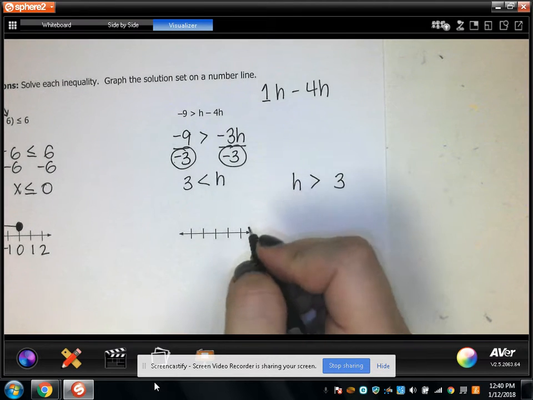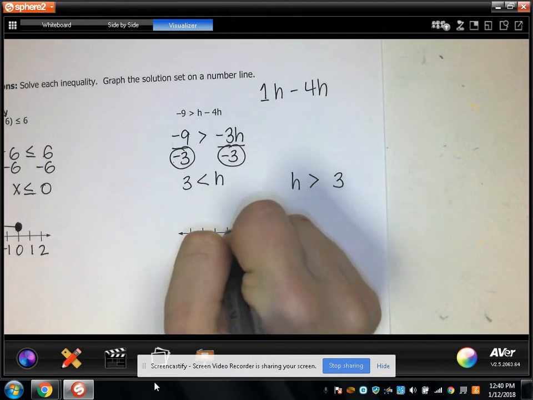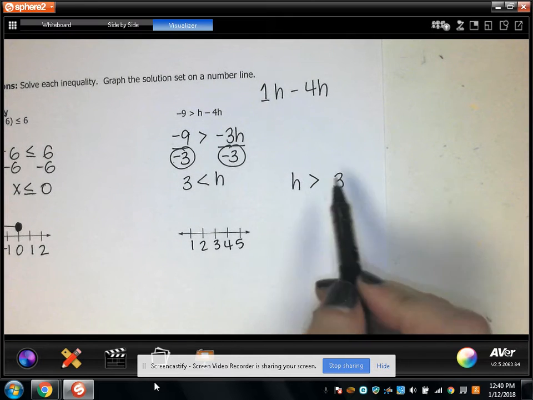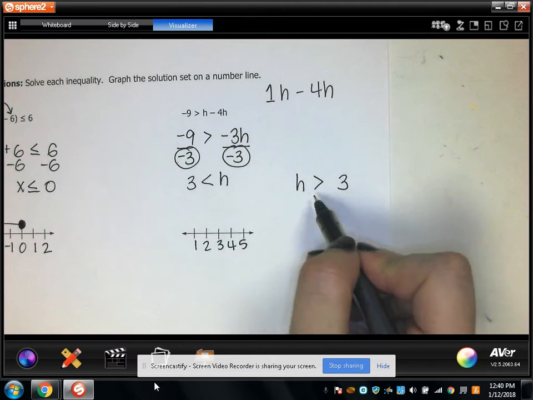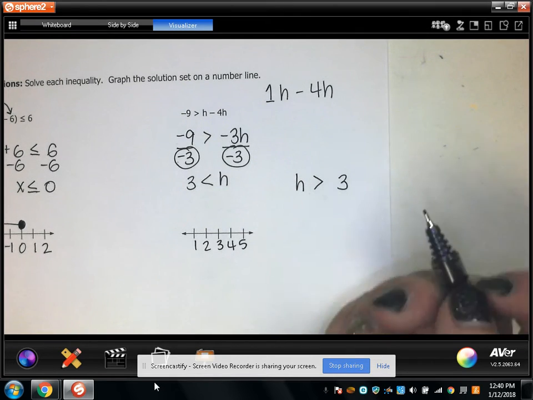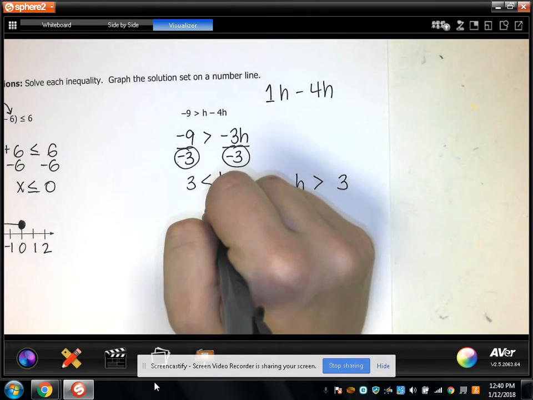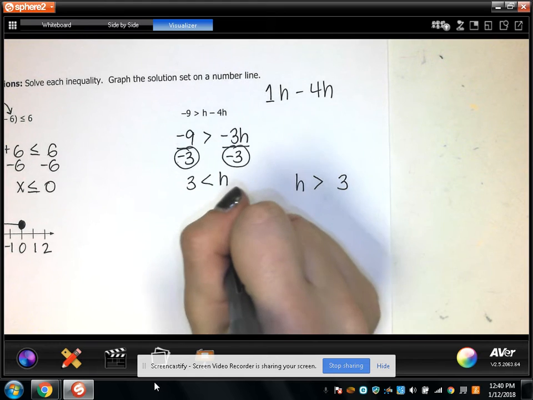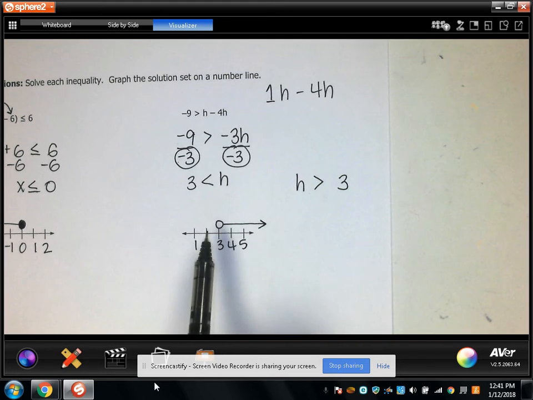So then I'm going to put 3 in the middle of my number line. Now, h can be any number greater than 3, but it can't be 3 because there's no equality bar underneath that inequality sign. So h could be any number greater than 3, like 4 or 5, but not 3 itself. So I have an open bubble over the 3.